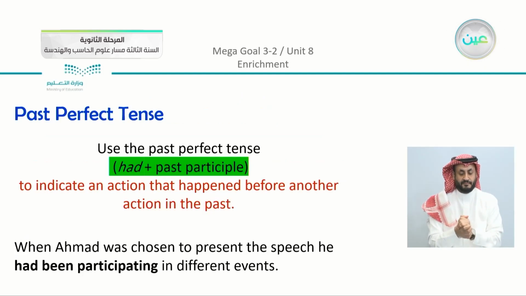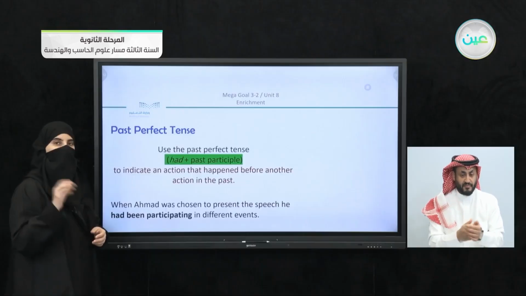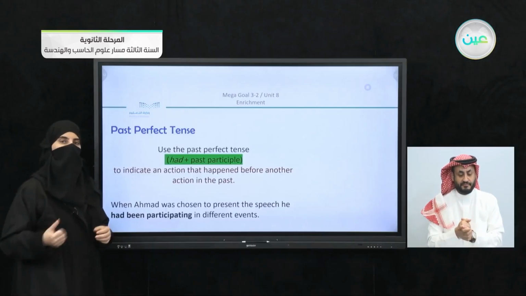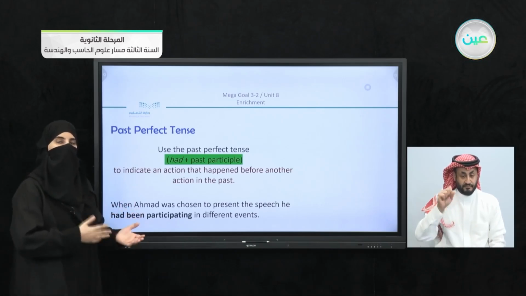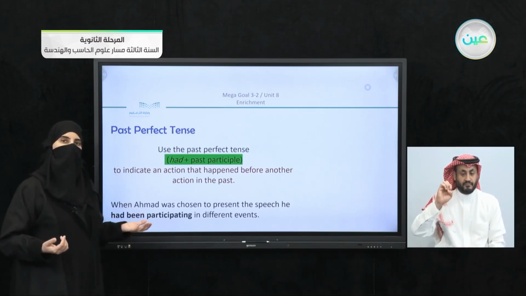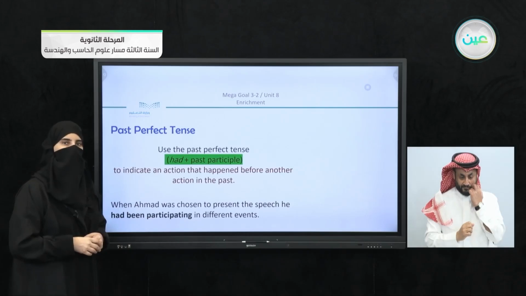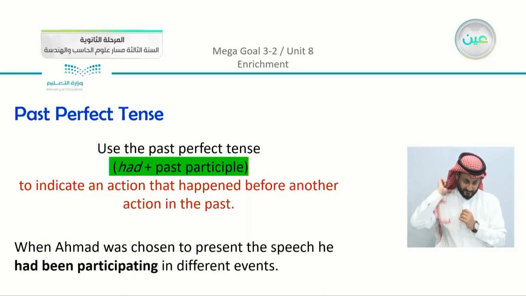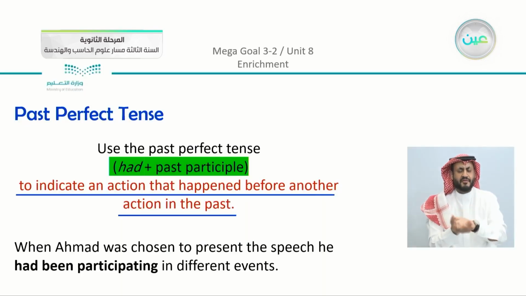Also, another part that we studied is the past perfect tense. Now the past perfect tense means that we use had plus the past participle. Note that the present perfect uses either has or have, but the past perfect uses had, as we studied. This is used to indicate an action that happened before another action in the past. For example, when Ahmed was chosen to present the speech, he had been participating in different events.